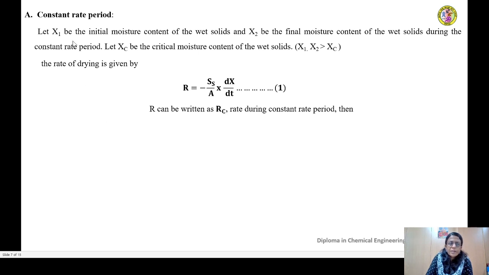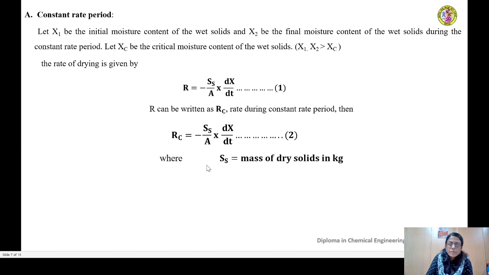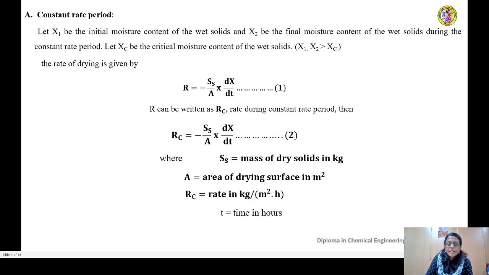Because we are finding out the time during the constant rate period, the equation becomes Rc equals minus Ss by A into dx by dt. So we know what Ss is: it's the mass of dry solids in kg. A is the area of the drying surface in meter square. Rc is the constant rate of drying in kg per meter square hour. And t represents the time of drying, which is usually expressed in hours.